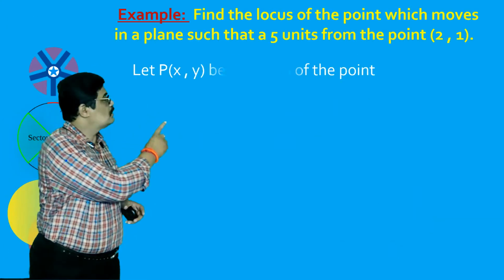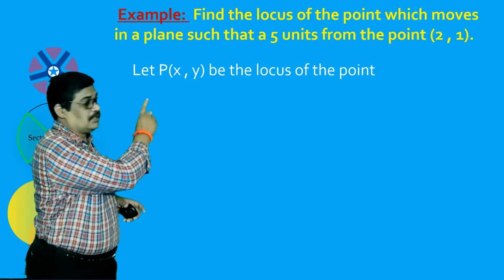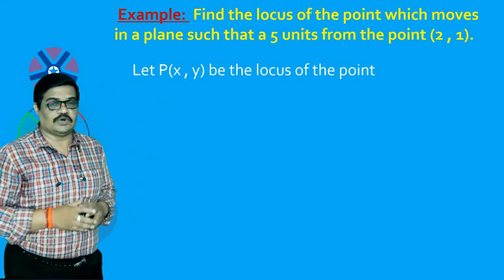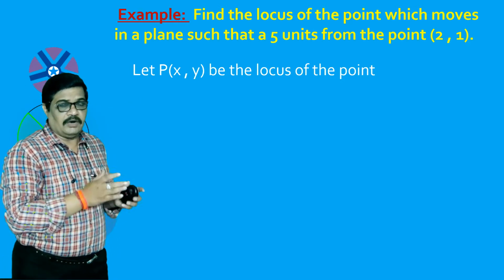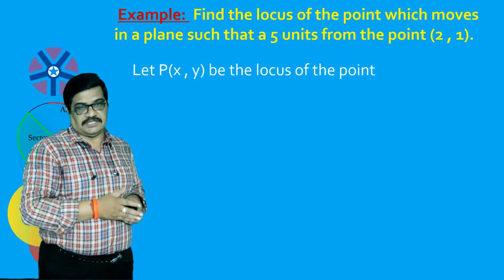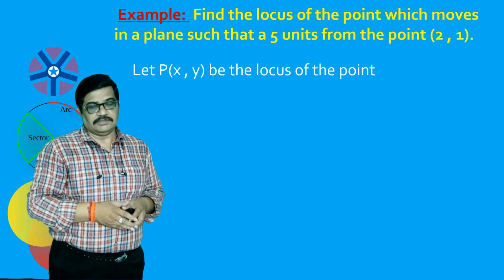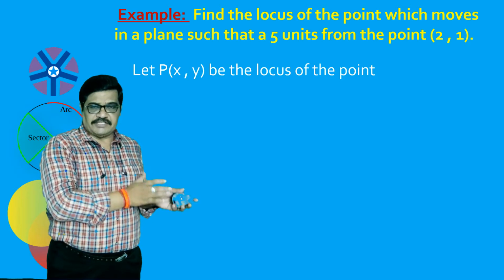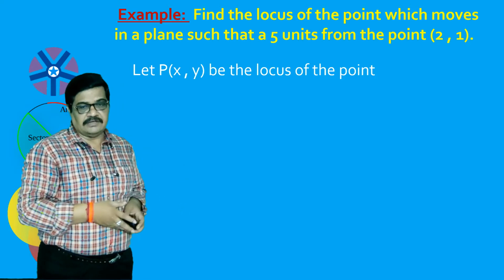Find the locus of the point which moves in a plane such that it is 5 units from the point (2, 1). This is the example problem. Now we have to find the locus of the point which moves in a plane such that it is 5 units from the point (2, 1). So the fixed point is (2, 1) and the constant distance is 5.